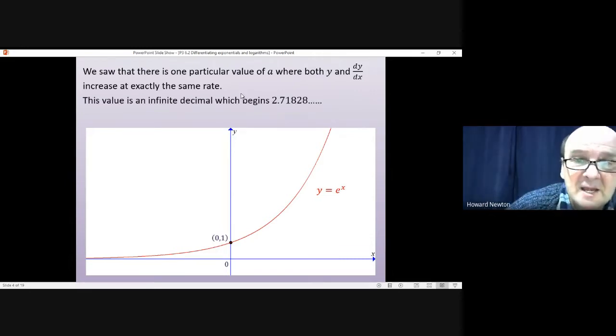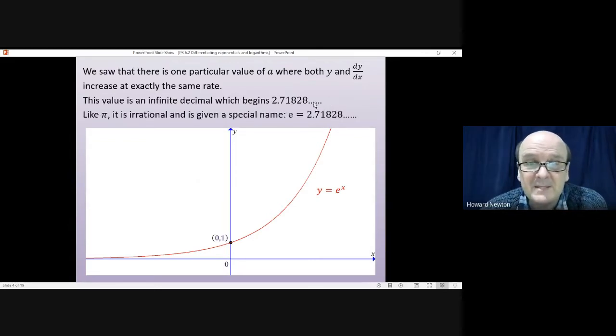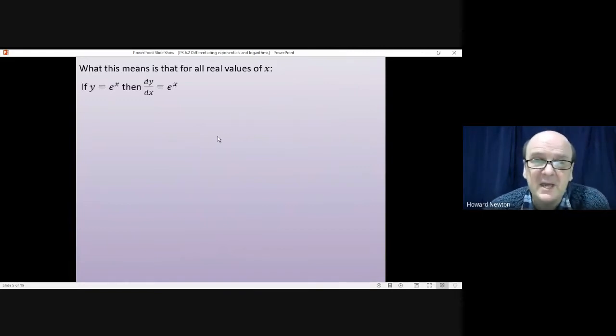Now, this value of a, where that works, is an infinite decimal, which begins 2.71828. Like pi, it's an irrational number, an infinite decimal with no pattern to it, and it is given a special name, and the name is e. e is 2.71828. Now what this means is that for all real values of x, if y equals e to the x, then dy by dx is also equal to e to the power of x.